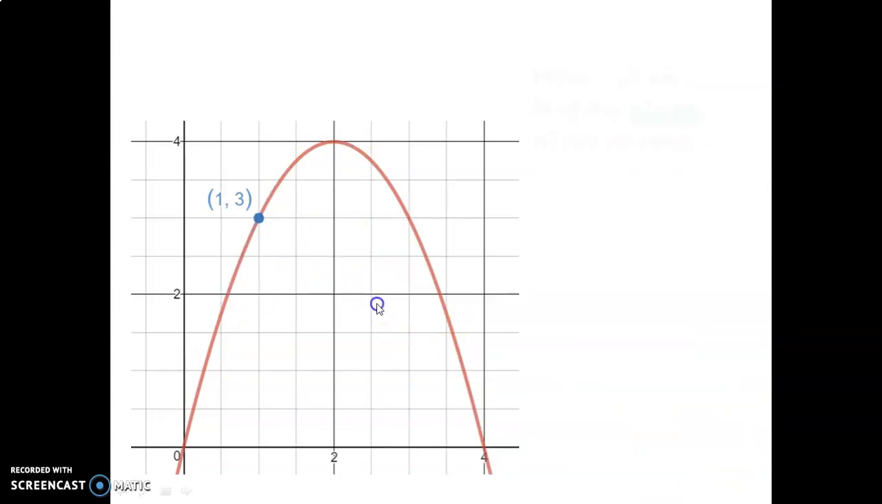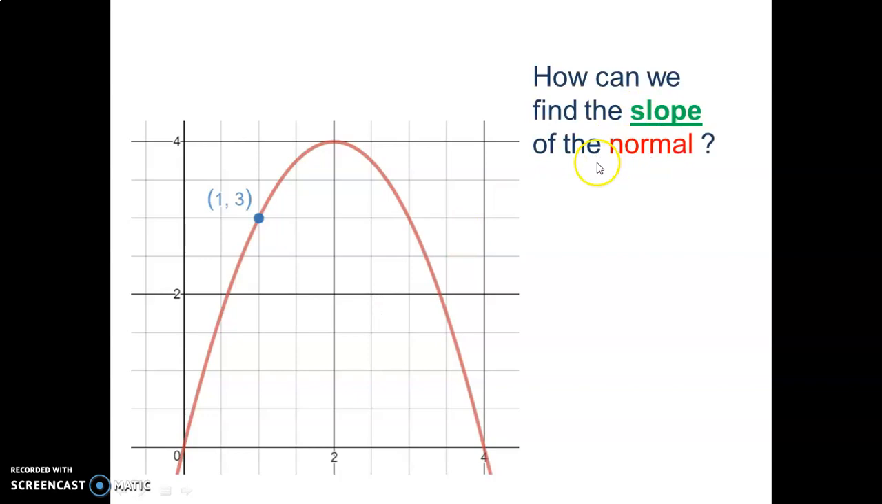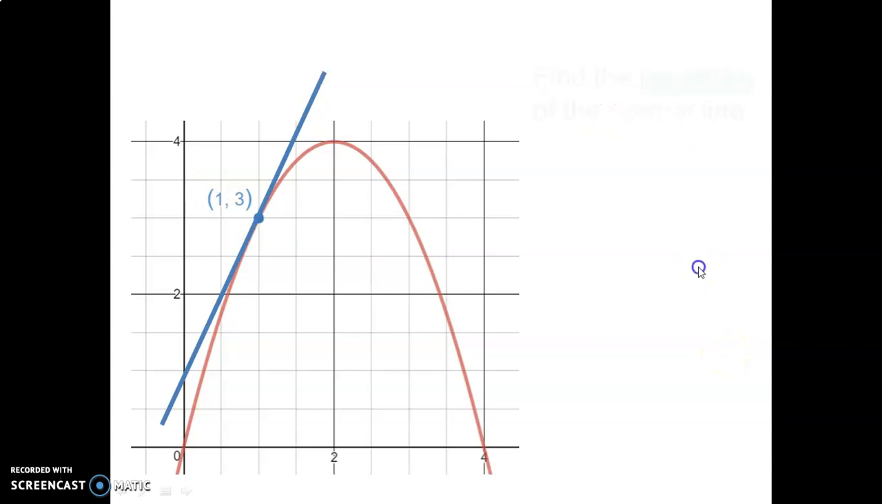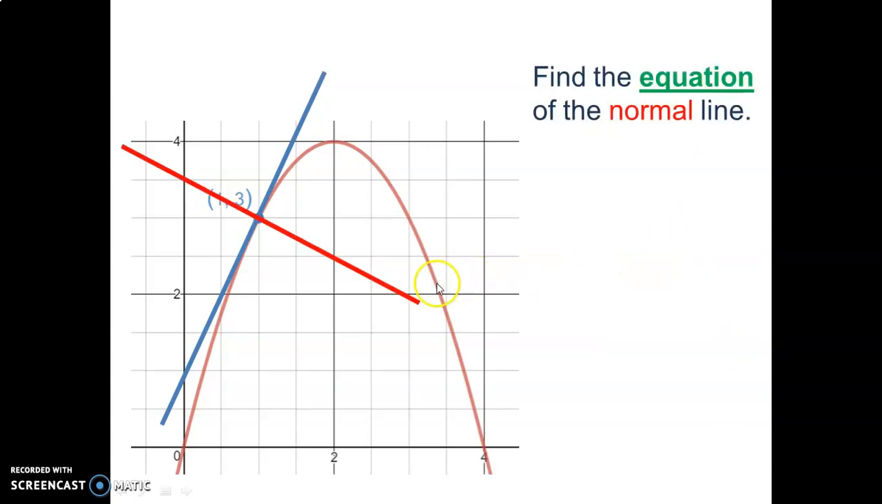Okay, let's take it a step further. Let's find the slope of the normal. Well, the normal we learned is perpendicular to the tangent, right? So this is perpendicular. And we know the slope of the tangent is 2 because we just found it. So what's the slope of the normal? The slope of the normal must be negative 1 over 2. It's a negative reciprocal. So now we have the slope of the normal, and next step, we want the equation of the normal. So how do you find the equation? Well, just like we did before, we know the slope of the normal, we just found it.